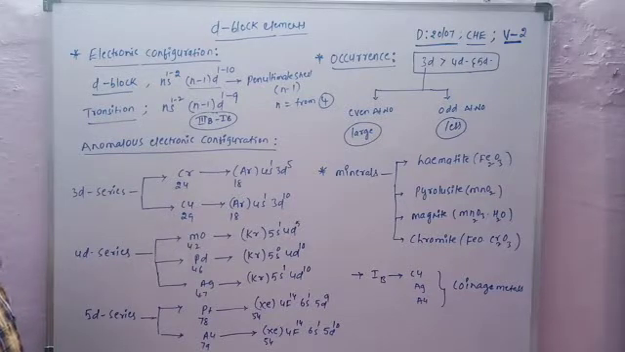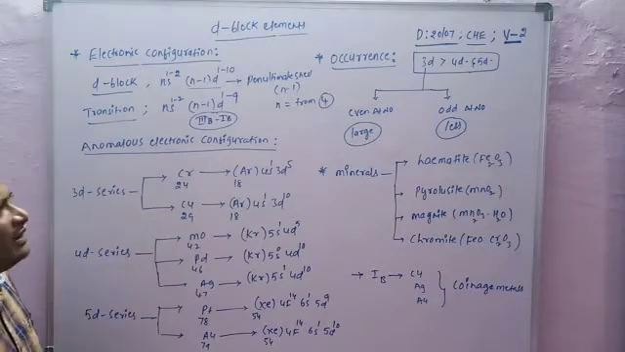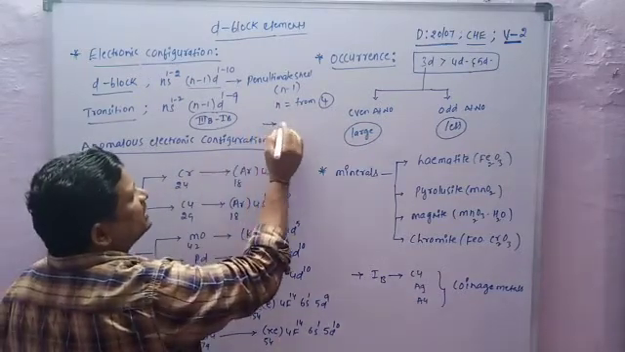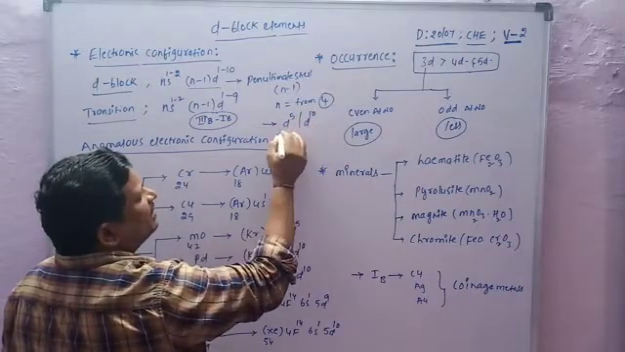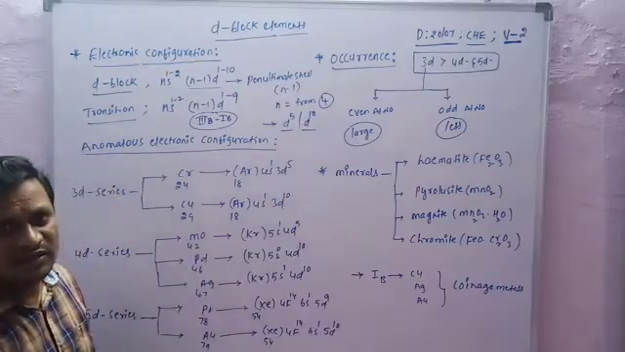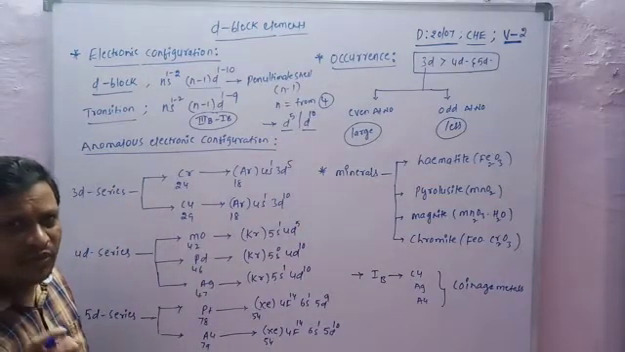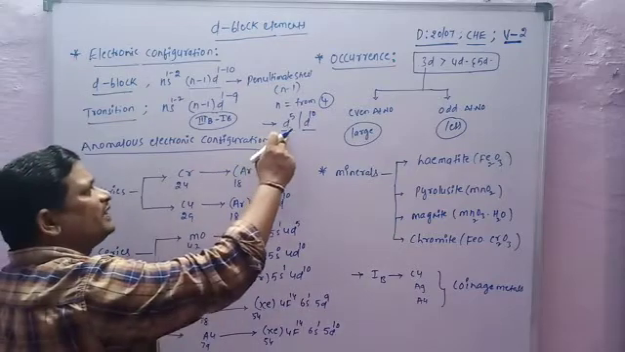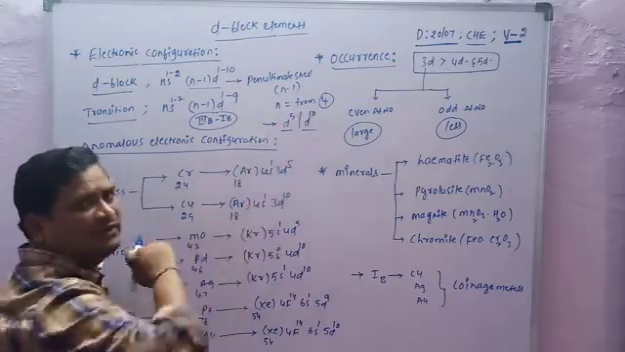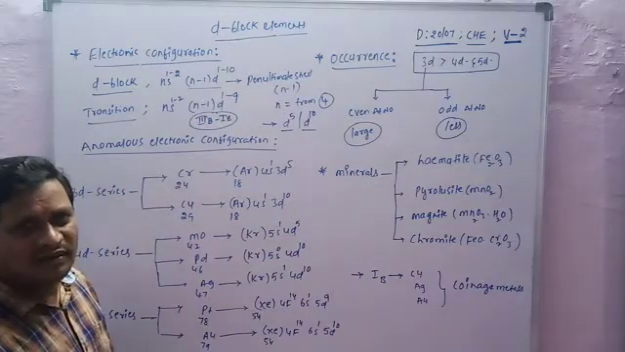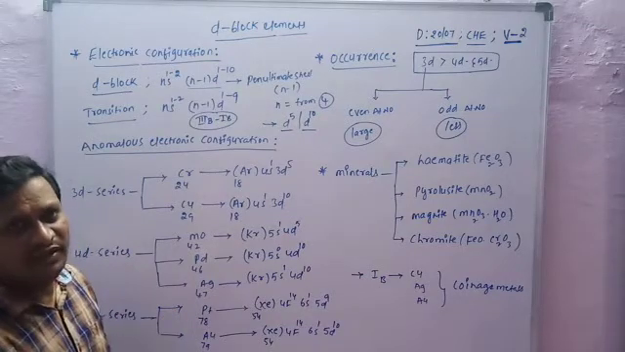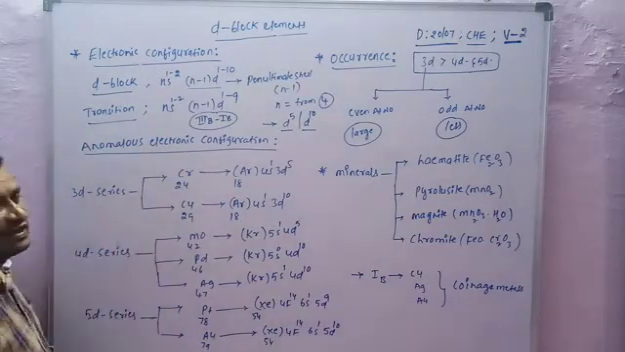Now in these d-block elements, 3d, 4d, 5d series, some elements have an exceptional or anomalous electronic configuration. Why do these elements show the anomalous electronic configuration? For stability. The d-block elements are stable with d5 configuration, a half-filled configuration, and d10 configuration, a completely filled configuration. So for stability, one electron transitions from s to d. So these elements show the anomalous electronic configuration.